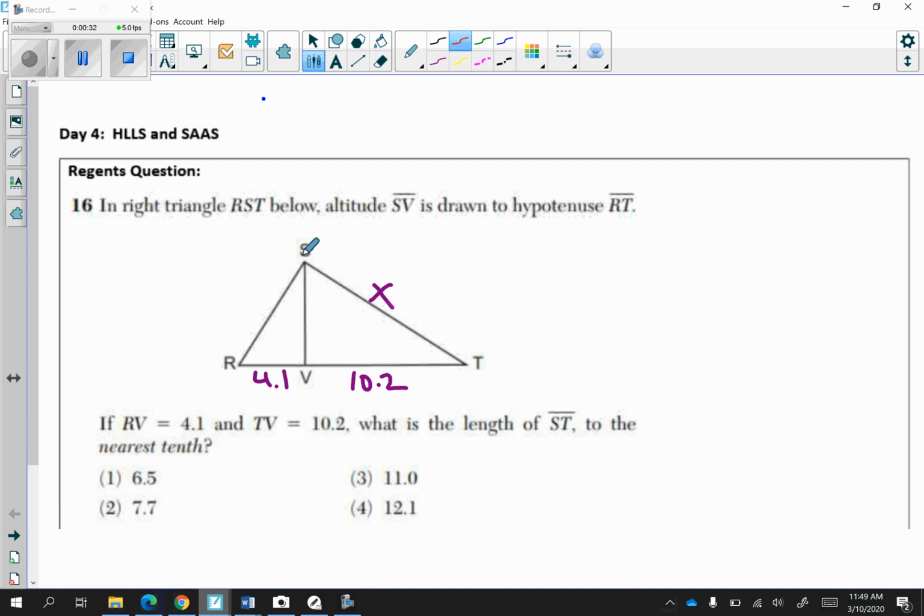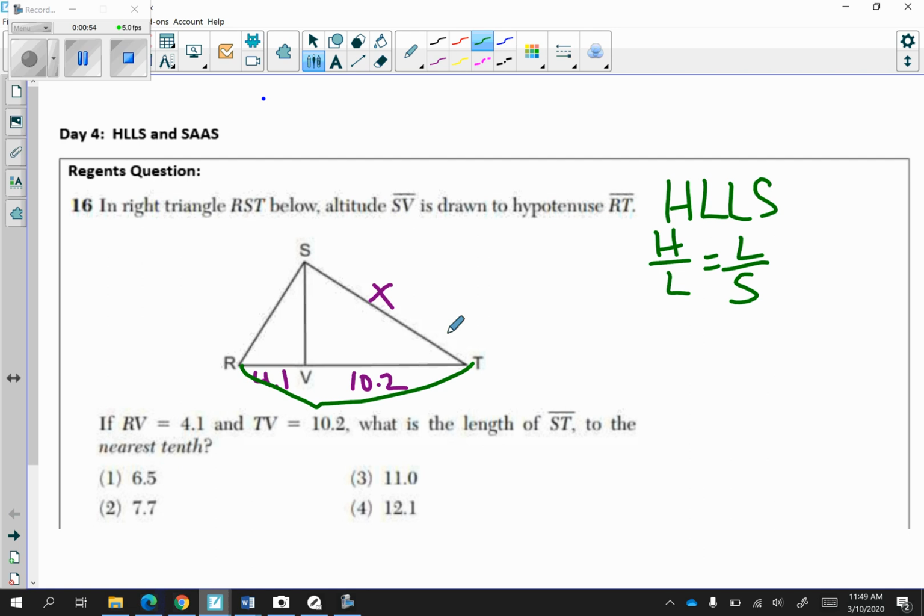Notice that there is nothing on the altitude, which is SV. So if there's no variable or no number on SV, then it has to be a hills question. Hypotenuse over leg, leg over side. So the hypotenuse of this triangle, I would have to add 4.1 plus 10.2. And that equals 14.3. That's our hypotenuse.